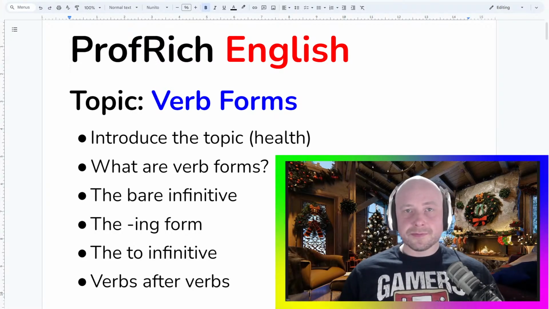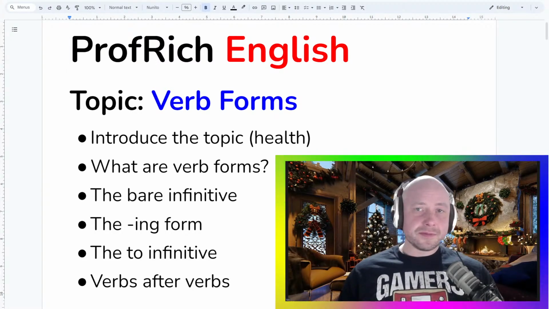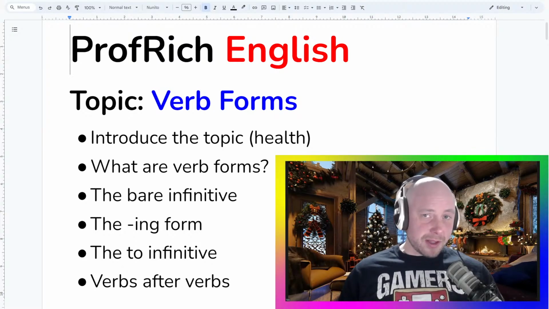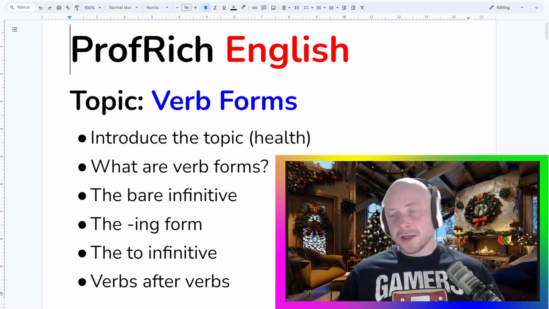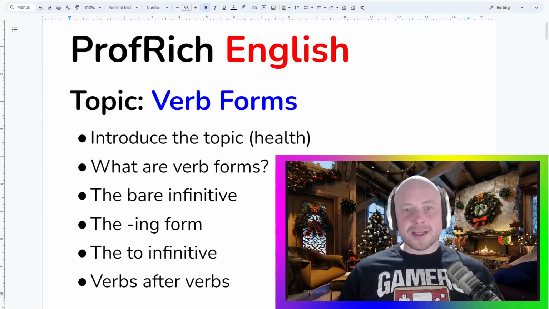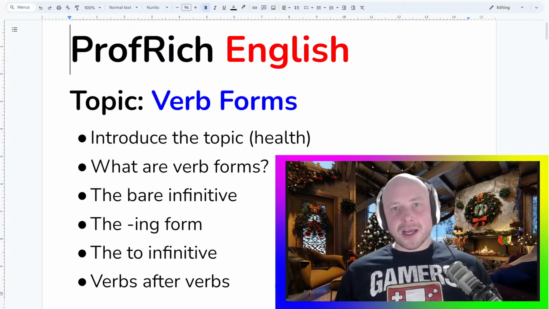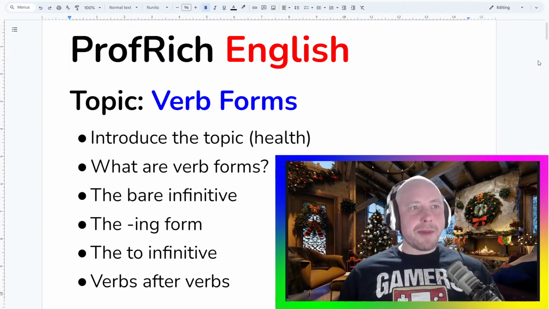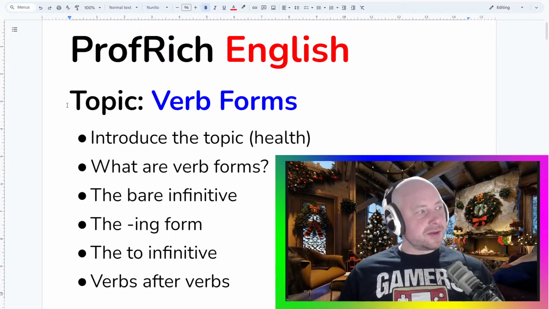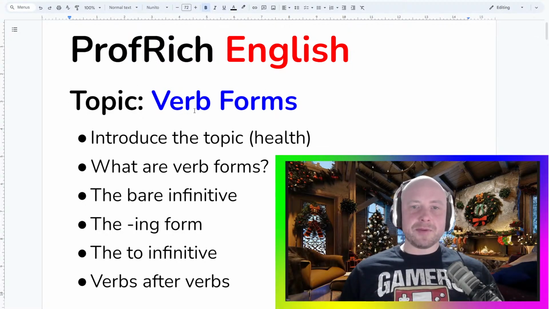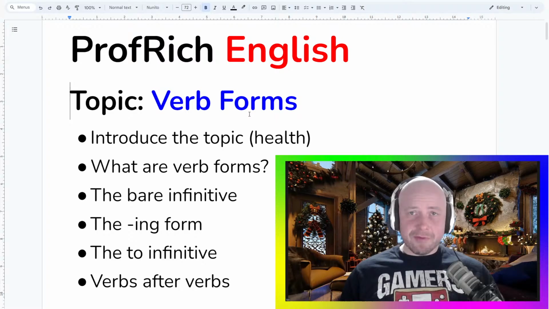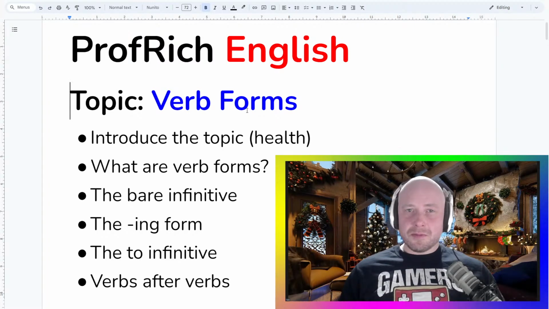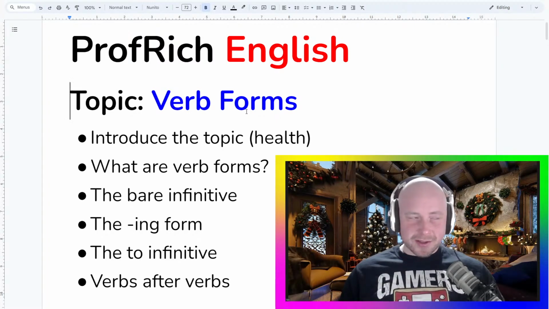Ing, infinitive, infinitive with to. So I found that quite difficult because it just seemed like a memory game. Like you have to remember which verbs go with which type of verb. However, there is a bit more to it than that.